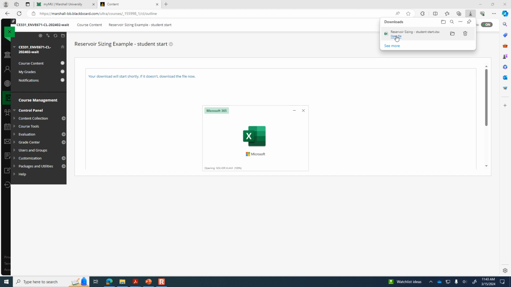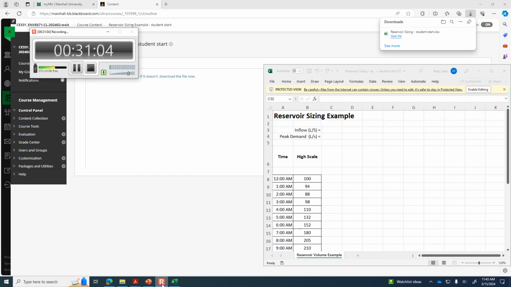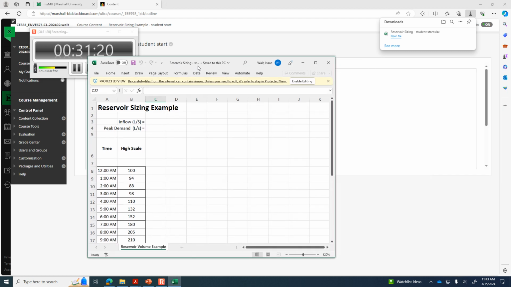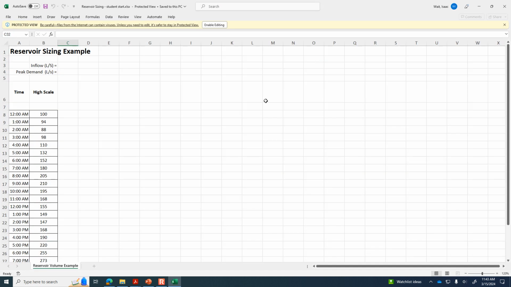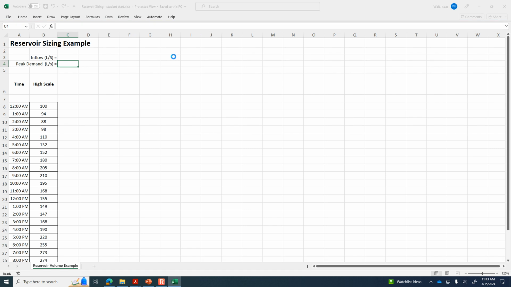In the handout I've just given you, it says that we know the peak hourly flow is 400 liters per second. That's the sort of thing that you know about your town at this point. It's at the bottom of that summary page, the peak hourly demand. So I'm saying the peak demand is 400 liters per second.